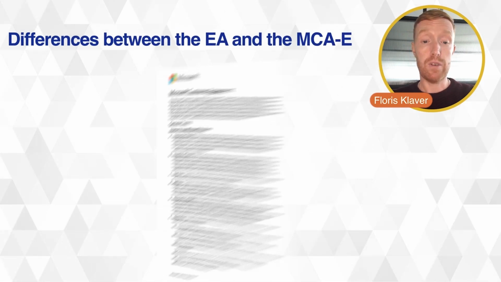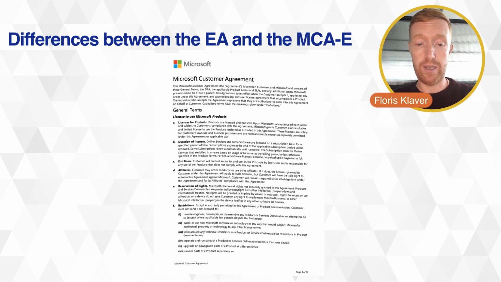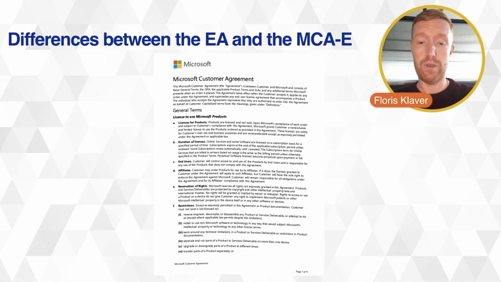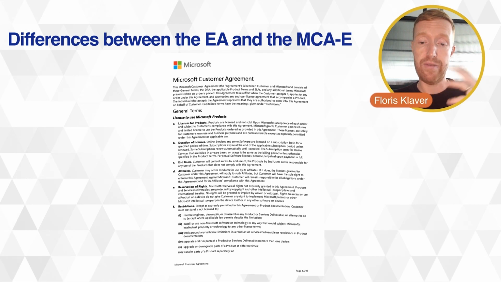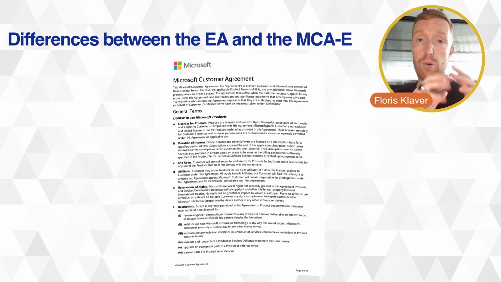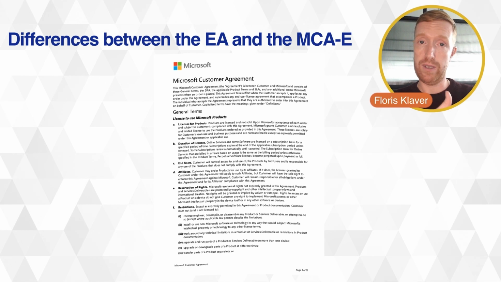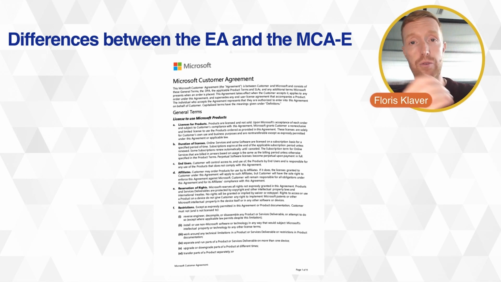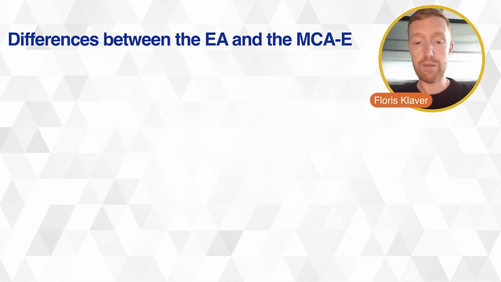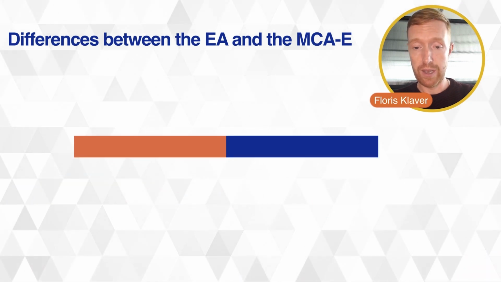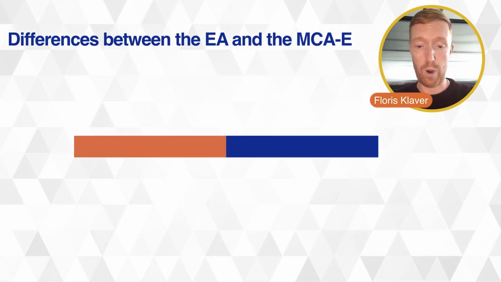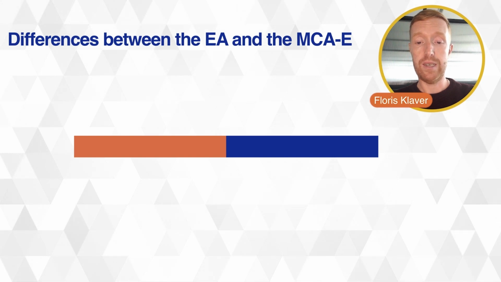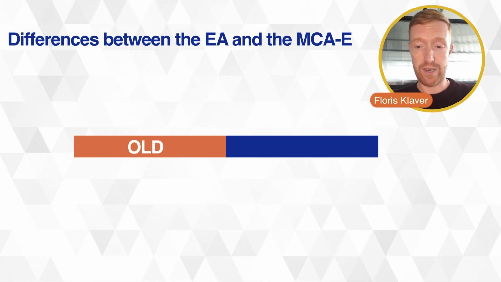When we look at the Microsoft Customer Agreement and how this is set up, a lot of items become clear and how this differs from the old way of doing things through, for instance, an enterprise agreement and this new way through the MCA. I've called out a few here on the slide that I want to go through with you one by one. On the left-hand side, you see the old, and on the right-hand side, you see the new.